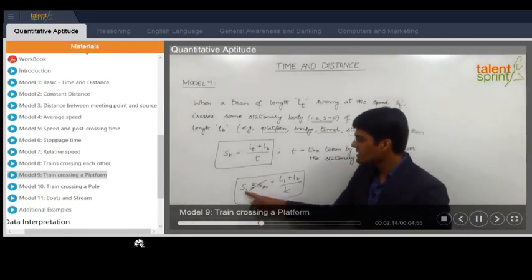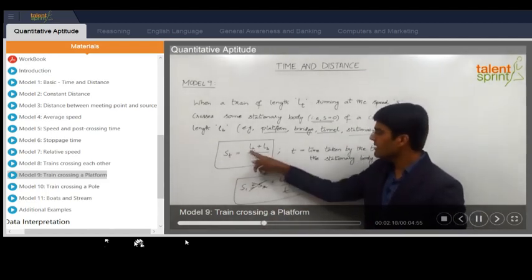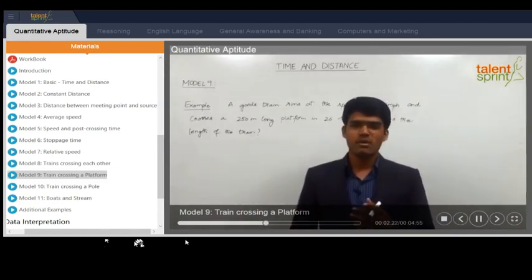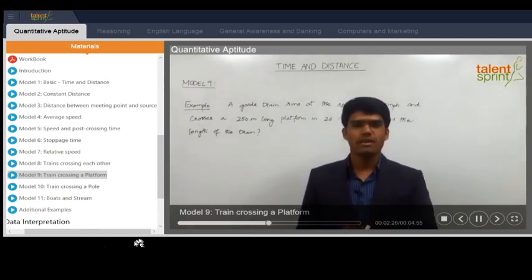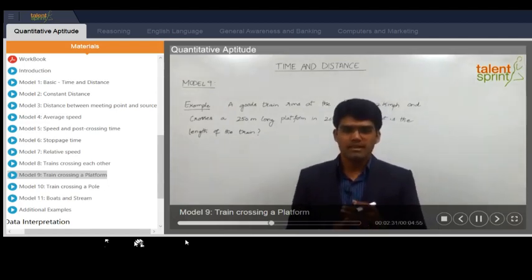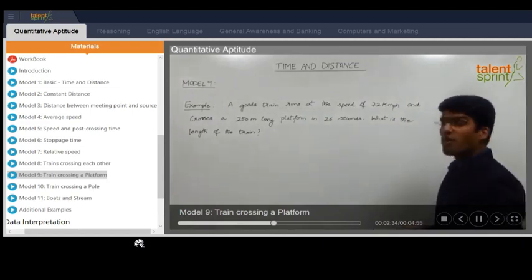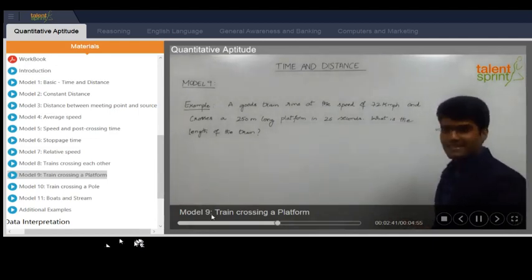So S1 is nothing but the speed of the first body, that is the train here. L1 is the length of the train, L2 is the length of the second body and T is the time taken. Let us now take an example based on the model that we have just discussed, where a train of a given length has to cross a stationary body of some length. Let us look at the example here. A goods train runs at the speed of 72 kilometers per hour and crosses a 250 meter long platform in 26 seconds. What is the length of the train?